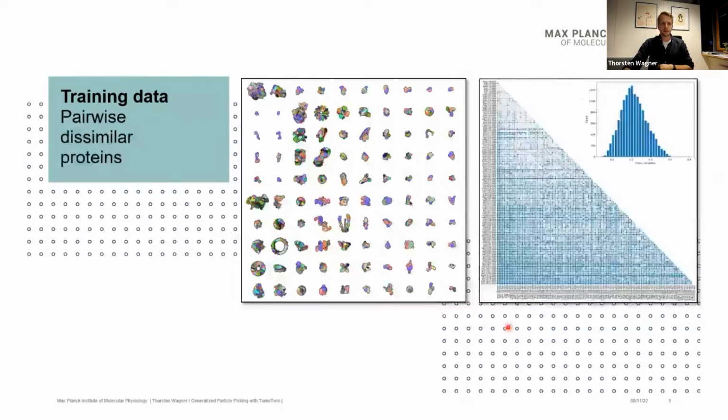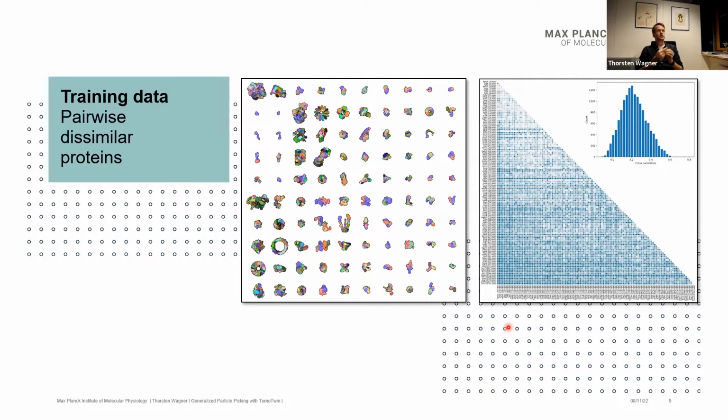When we selected the proteins that we want to use for training, we made sure that they are all pairwise dissimilar. We did that by calculating the density maps for each individual protein, and then we scaled them to 10 angstroms. Then we calculated all possible pairs, aligned them to each other, and calculated the cross correlation. And then we only took those PDBs that have a minimum similarity below 0.6 to every other protein in the set.